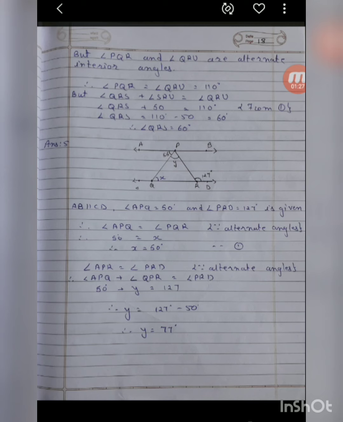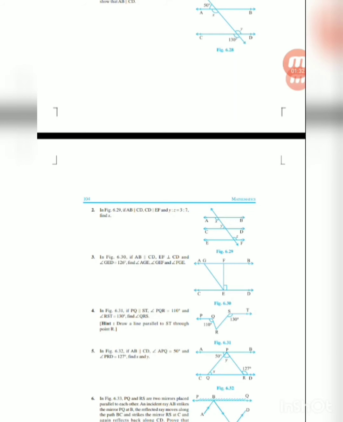Now we have to read question number 6. In figure 6.33, PQ and RS are two mirrors placed parallel to each other. An incident ray AB strikes the mirror PQ at B, and the reflected ray moves along the path BC and strikes the mirror RS at C, and again reflects back along CD. Then prove that AB is parallel to CD.